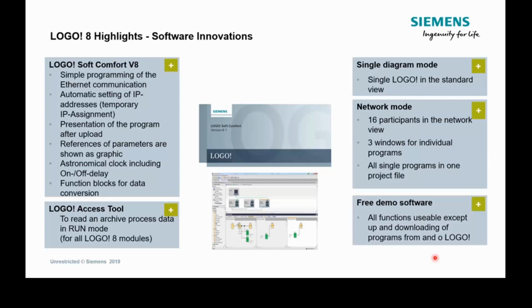But if you want to have a go of it, then you can download the demo software for free. It's available from siemens.com/logo. About halfway down the page, you'll see a link there, and you can download that demo software. It's got all the functionality of the full version, but you just don't have any online connection. So you wouldn't be able to download a program to a logo, for instance. However, there's a built-in simulator that you can use, so you can simulate your program, even network configurations, and we'll have a quick look at that again in the demo in a moment.